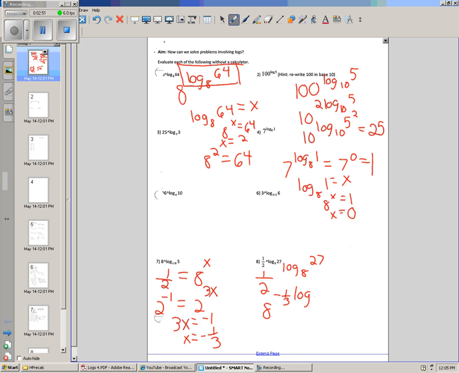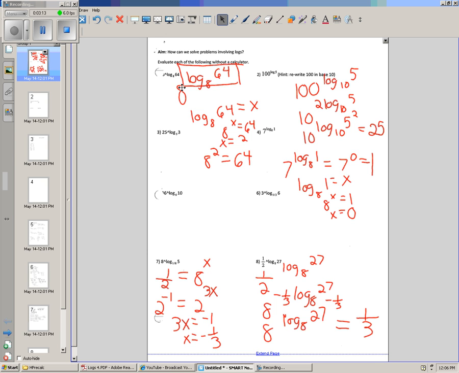So now we can rewrite this again, and we have 27 raised to the negative 1/3. So the bottom number tells us which root to take. So we take the third root of 27, which is 3. And the negative sign in the exponent tells us to flip it or take the reciprocal. So that's how we end with 1/3.